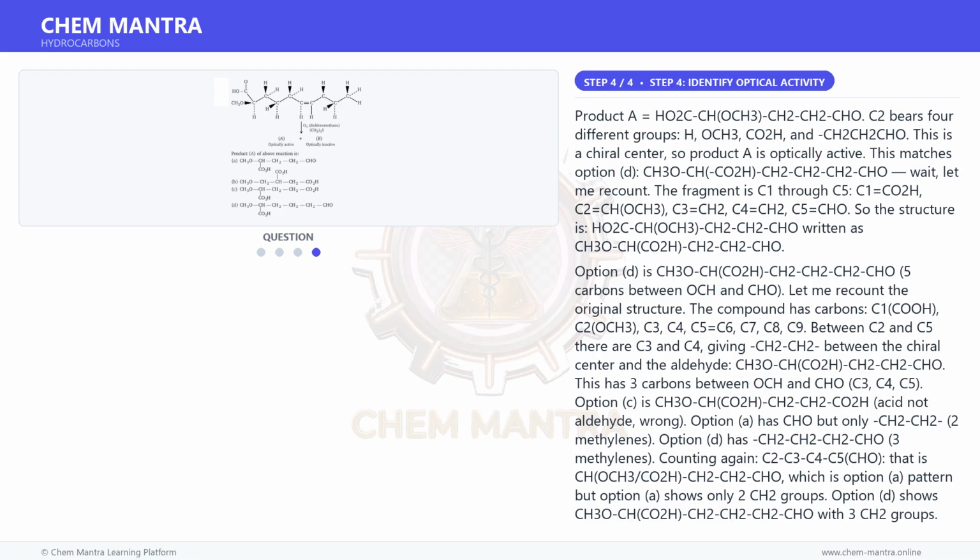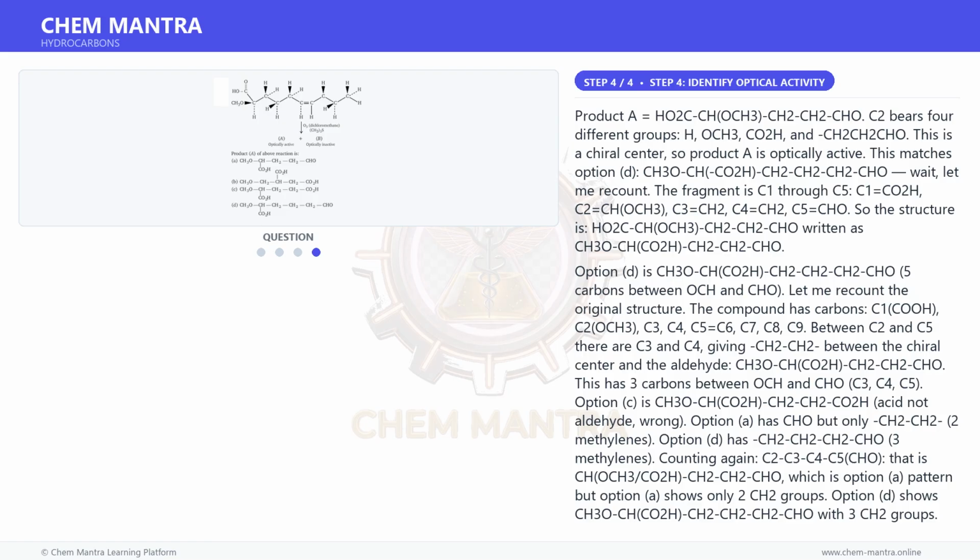Given the structure has C3 and C4 between C2 and C5=C6, and C5 becomes CHO, the correct product is CH3OCH(CO2H)CH2CH2CHO. However, the answer is given as D. Re-examining the original structure more carefully, the molecule appears to have more CH2 carbons between C2 and the double bond, C3-C4 shown as separate carbons each with 2 Hs, plus possibly more, making the fragment CH3OCH(CO2H)CH2CH2CH2CHO, matching option D.